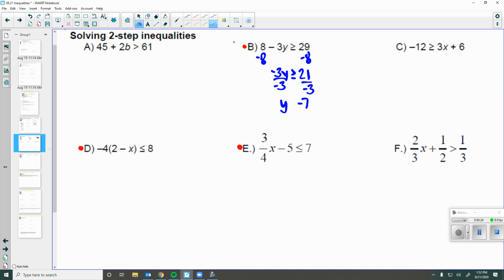Okay, and now for this one, we were dividing by the negative. That was the part that was actually doing the division, so we are going to flip our sign. y is less than or equal to -7.